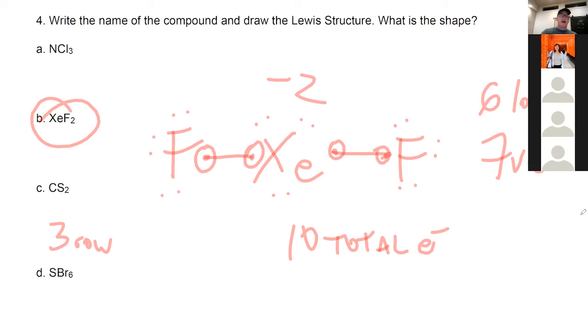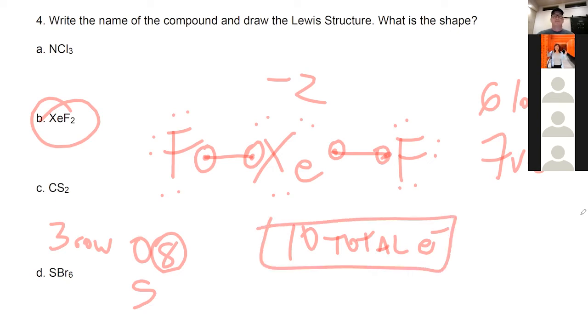So for instance, oxygen is in row 2. It can only have a total of 8. Sulfur is in row 3, and so it can have more electrons than 8. So xenon having 10 is not a problem because it's a big element. It's in row 5, so there's plenty of room in the outer shell to put more than 8 electrons. But does it have a charge of -2 if it has 10 total electrons?